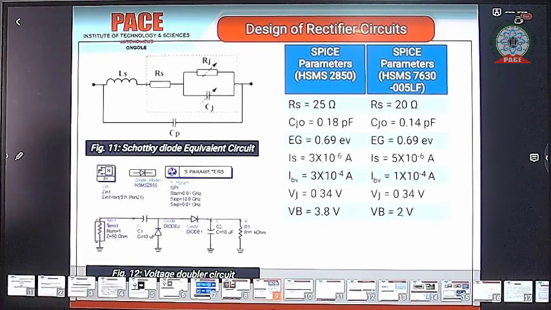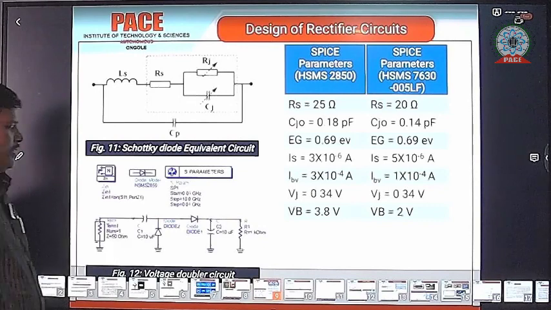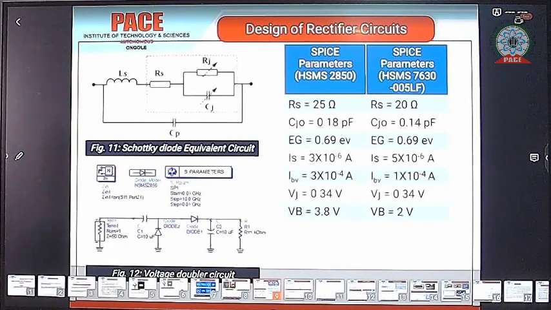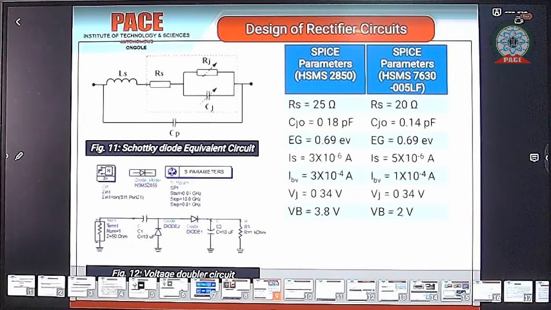Next, how do we find the input impedance? Input impedance is the main parameter. The antenna output impedance is 50 ohms. If the diode rectifier input impedance is 50 ohms, that means maximum power transfer to the rectifier circuit. Suppose the impedance is mismatched, then energy is not transferred to the diode.